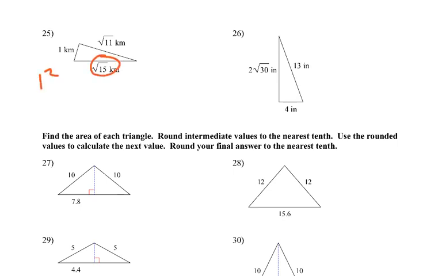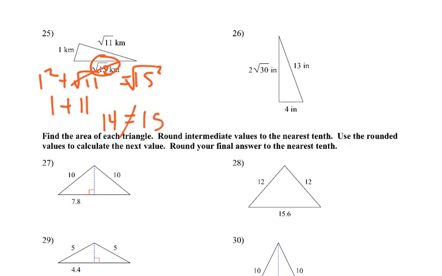So I go 1 squared plus square root of 11 squared. Does that equal square root of 15 squared? Remember, that cancels. 1 squared is 1. That's 11. So that equals 12. Does that equal the square root of 15 squared? Does not equal 15, so no.